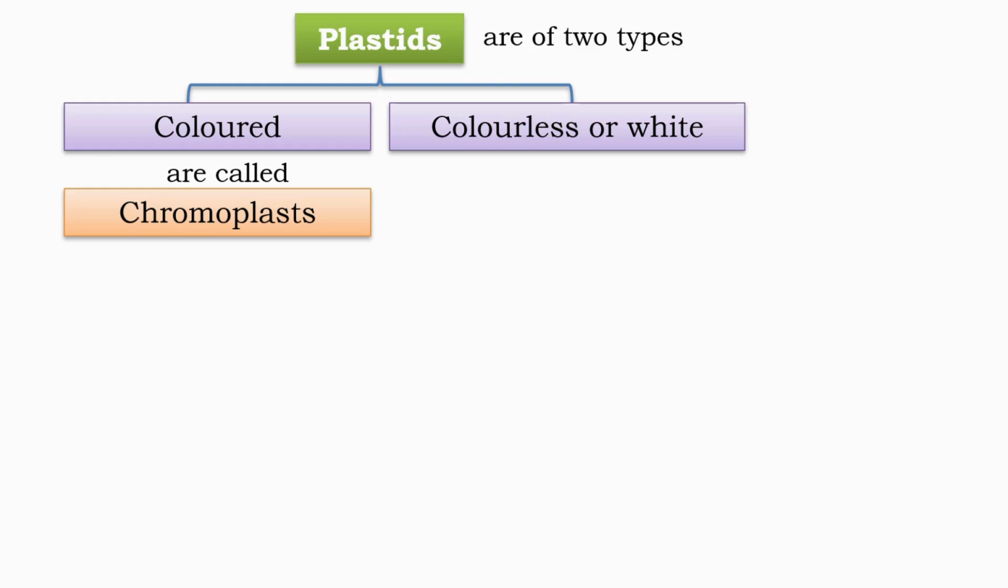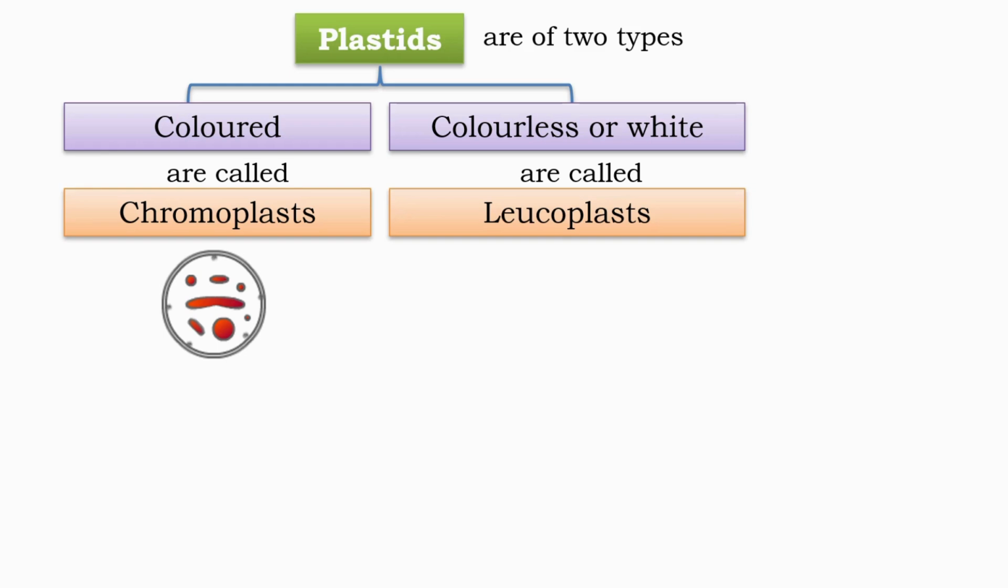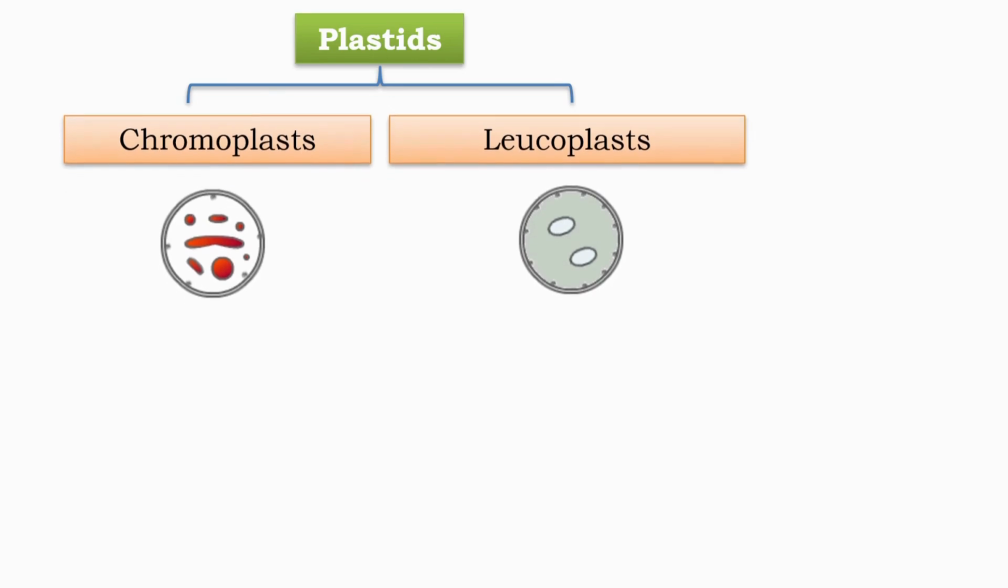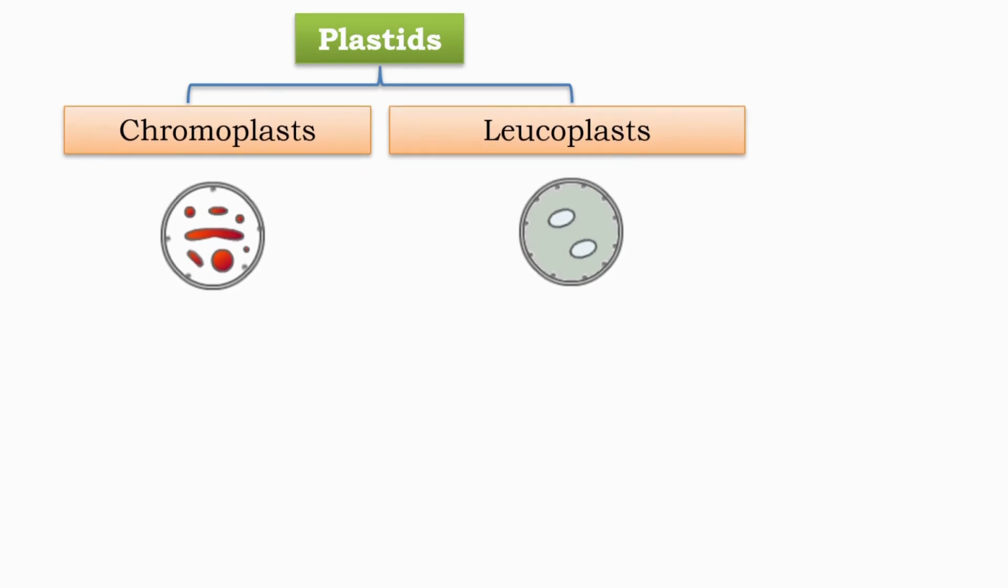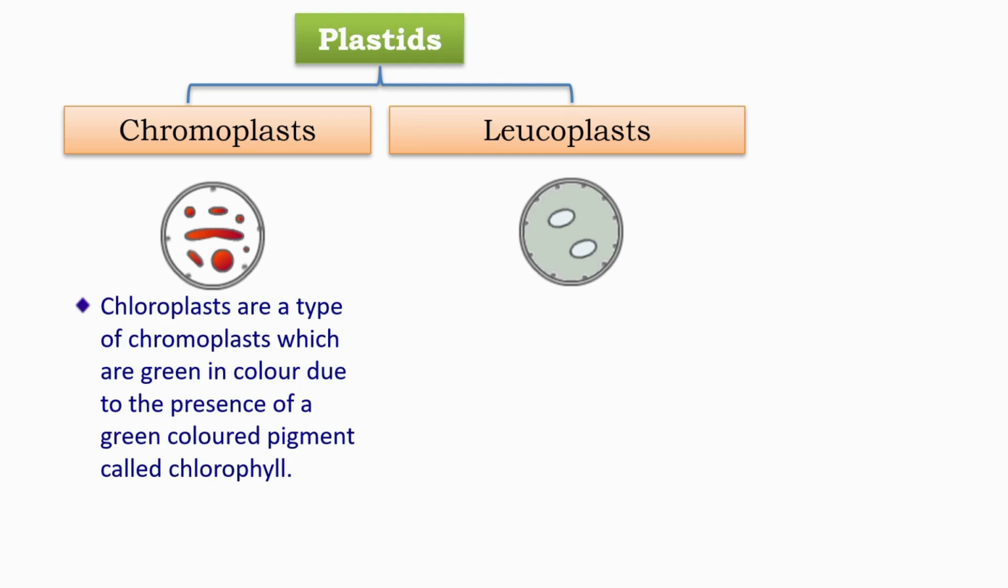Colored plastids are called chromoplast, whereas colorless or white are called leucoplasts. So basically, plastids are of two types, that is chromoplast and leucoplast. Chloroplasts are a type of chromoplast which are green in color due to the presence of a green colored pigment called chlorophyll.